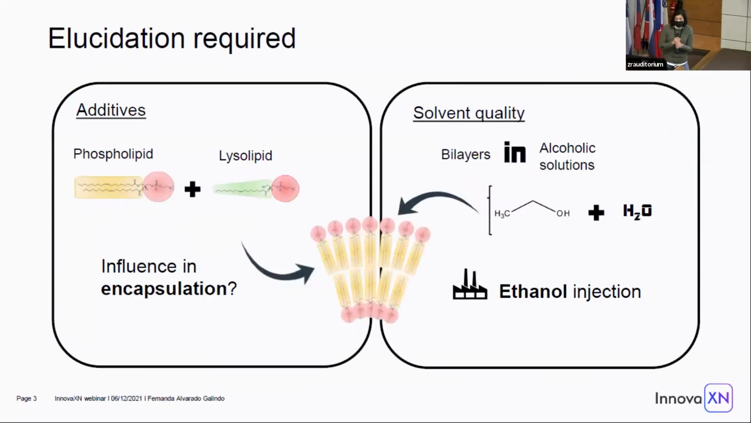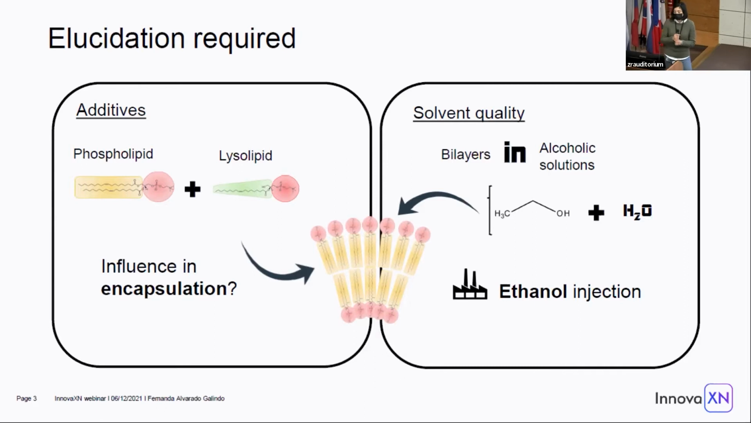In the case of the additives, we ask ourselves, what if we have our building unit, a phospholipid, and we add something else, a surfactant, another lipid, let's say a lysolipid, whose main difference in comparison to the phospholipid is that it only has one alkyl chain? So what is the influence on the encapsulation properties of our liposomes?